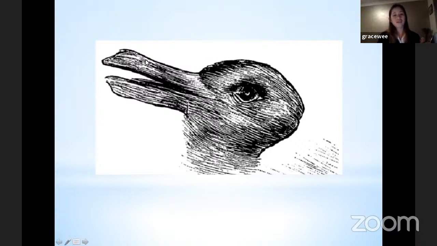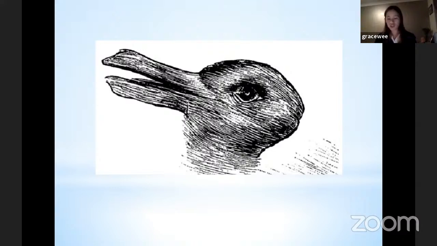So for a rabbit, where my cursor is, there's the ears, there's the eyes, and that's the front where the nose is, okay? For those who don't see the bird or the duck, the ears now, can you see that it's the beak? Still the eyes, and that's the back of the head, okay?